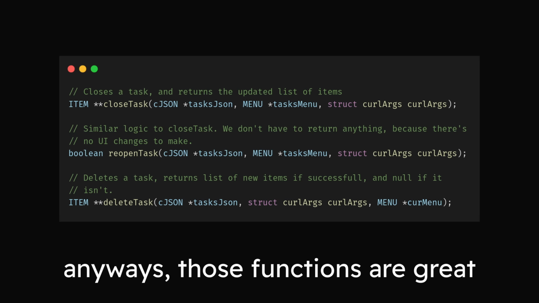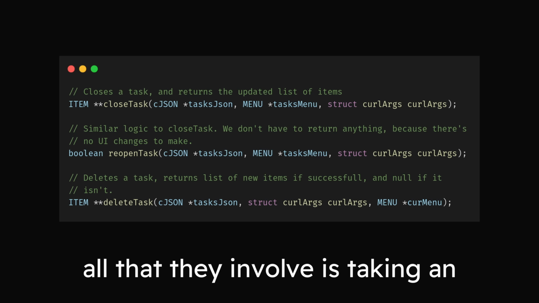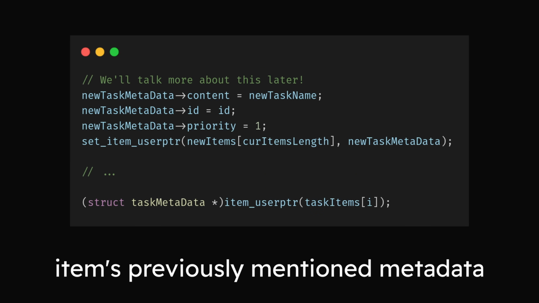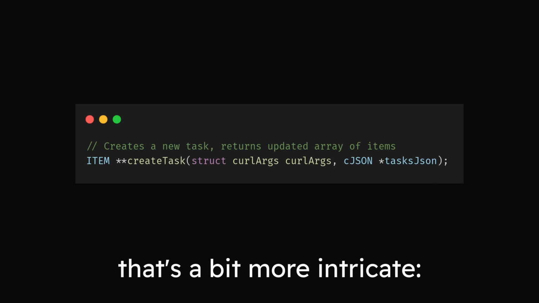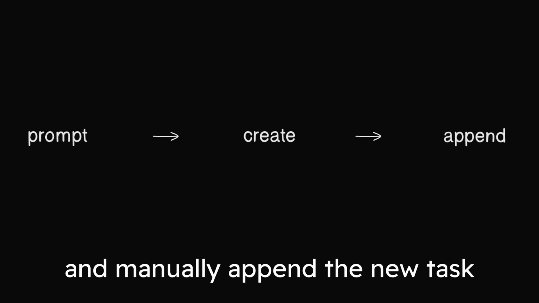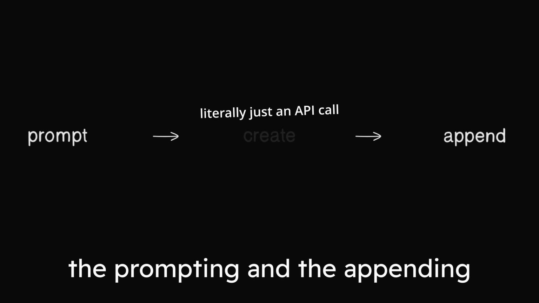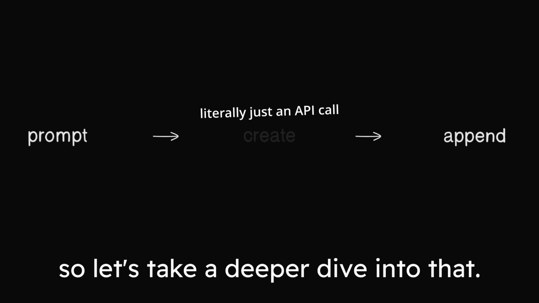Anyways, those functions are great and all, but they aren't all that intricate. All that they involve is taking an item's previously mentioned metadata, using it to call an API, and updating the item/menu if necessary. So let's take a look at something that's a bit more intricate, creating a task. We need to prompt the user for a task, and then create it, and manually append the new task onto the updated list of items. The prompting and appending are the fun parts here, so let's take a deeper dive into that.